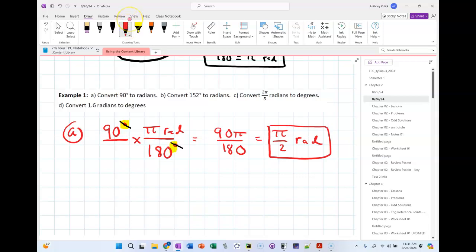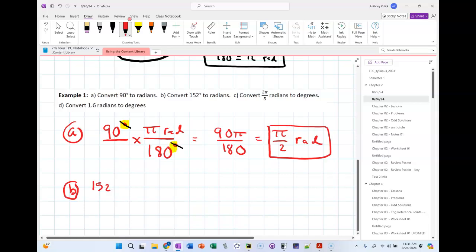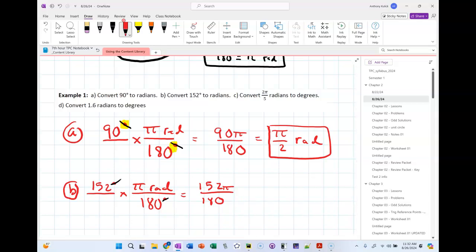All right, let's do the next one. It says, convert 152 degrees to radians. So that's going to be the same unit conversion. So I just copy the same conversion factor. Degrees and degrees cancel. And just like before, let's try to reduce the 152 over 180. That's a much harder reducing problem though, right?